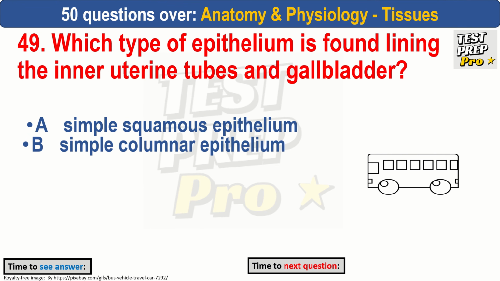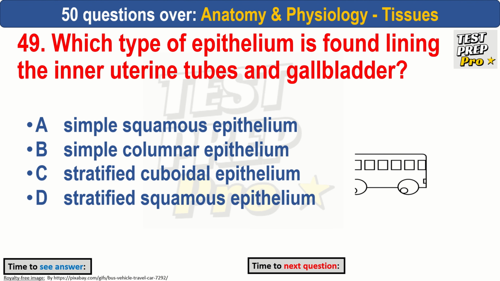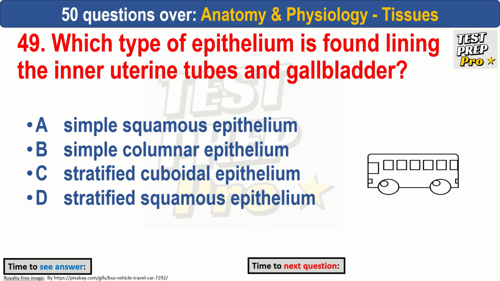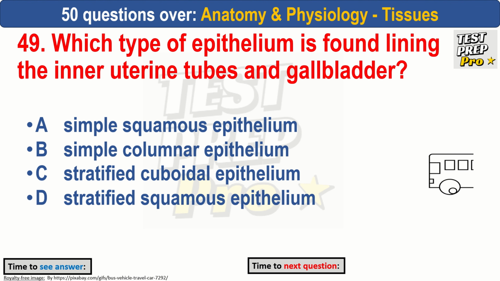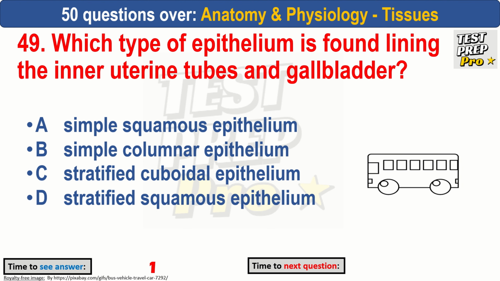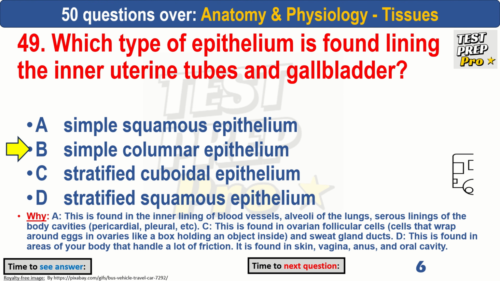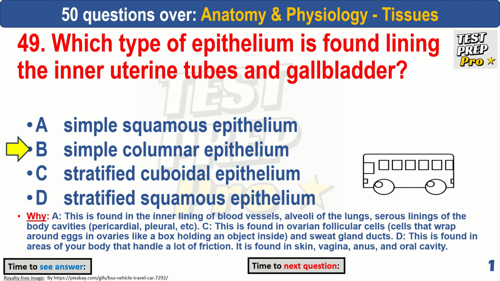Which type of epithelium is found lining the inner uterine tubes and gallbladder? Is it simple squamous epithelium, simple columnar epithelium, stratified cuboidal epithelium, or stratified squamous epithelium? Simple columnar epithelium. Simple squamous epithelium, that's found in the inner lining of blood vessels, alveoli of the lungs, serous lining of body cavities.